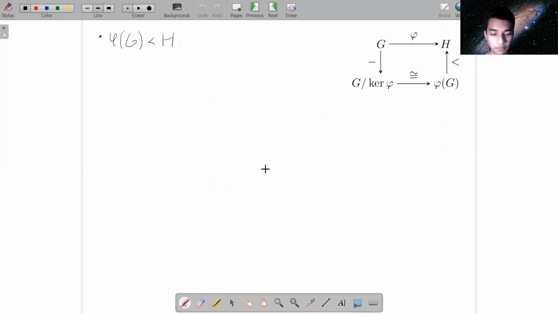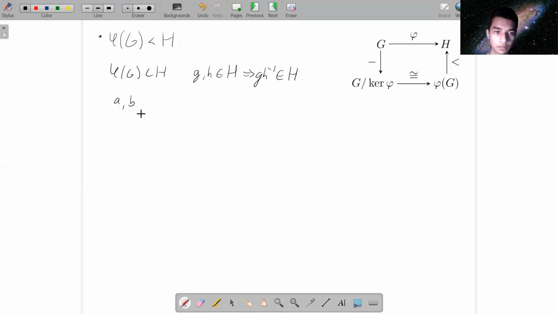Now, for good measure, we will show that phi of G is a subgroup of H. This is really easy, but clearly phi of G is a subset of H, since every element of phi of G must be in H by the definition of the homomorphism, since it's mapped from G to H. So since it's a subset of H, to see that it's a subgroup, it suffices to check that if g and h are in phi of G, then g h inverse is in phi of G as well. This is sufficient to show that phi of G is a subgroup. But this isn't too complicated.